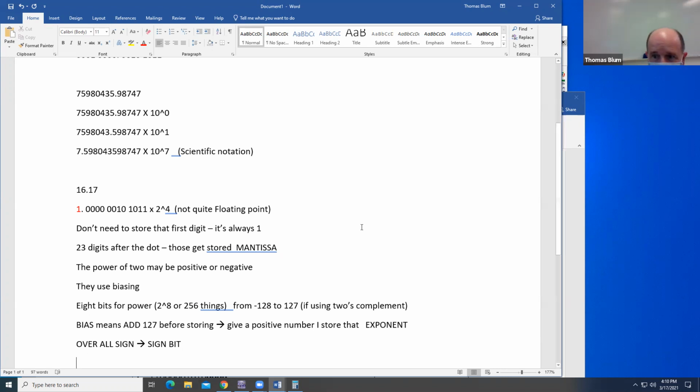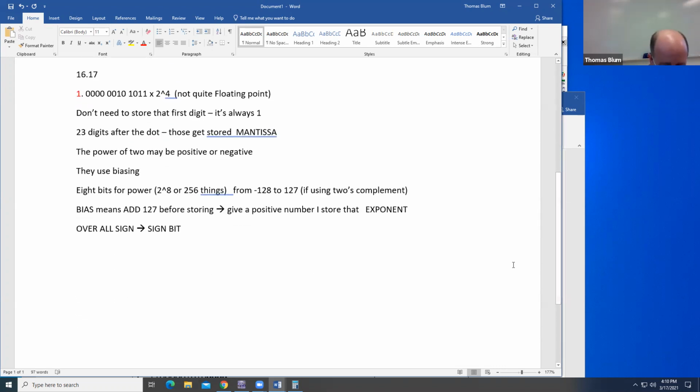The sign bit is 0 if the number's positive, and 1 for negative. Okay. So you get some range of numbers from this, which is a much broader range of numbers than you get otherwise. So altogether, this was 23 for the mantissa, 8 for the exponent, 1 for the sign bit. Overall, that's 32.